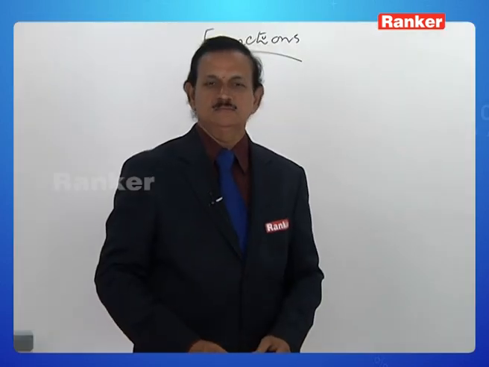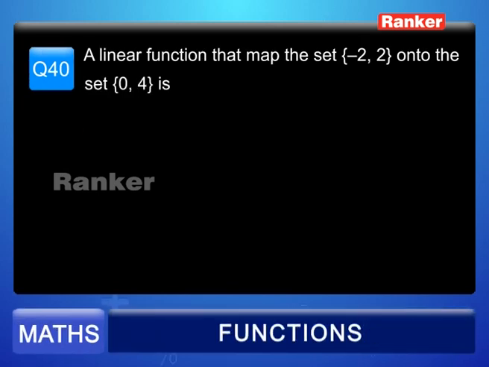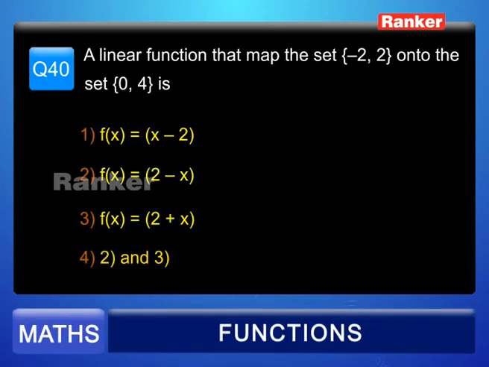In this question, a linear function that maps the set containing minus 2 to 2 onto the set 0 to 4 is, so four options are given. The first option is f of x is equal to x minus 2. Second option is f of x is equal to 2 minus x. Third option is f of x is equal to 2 plus x. And the fourth option is both second and third options are correct.